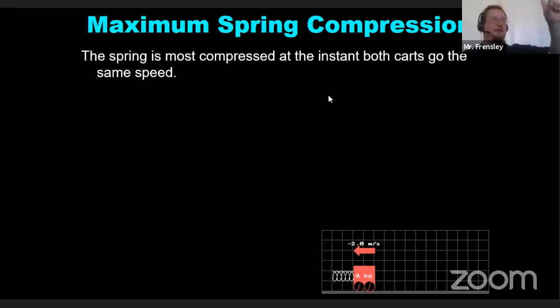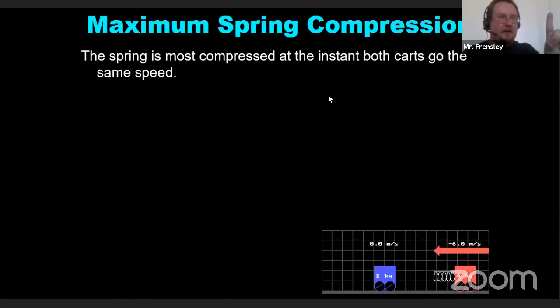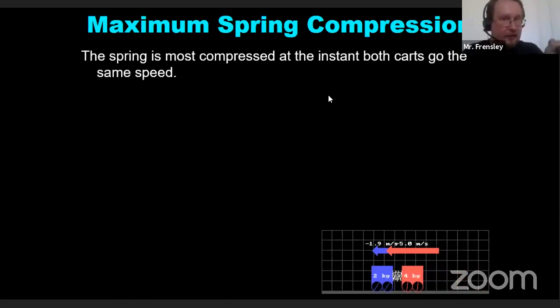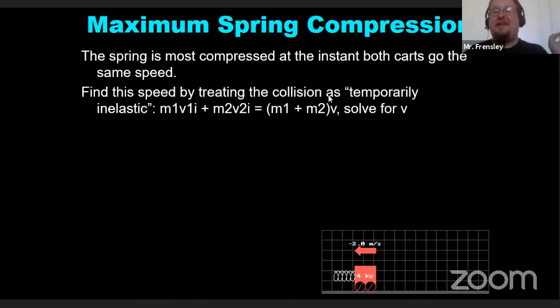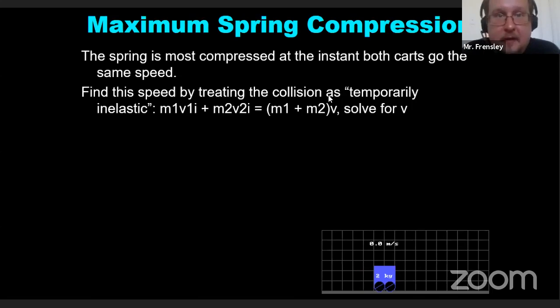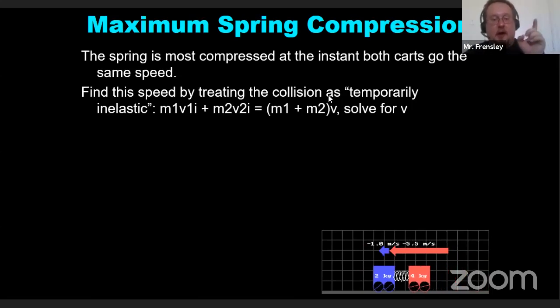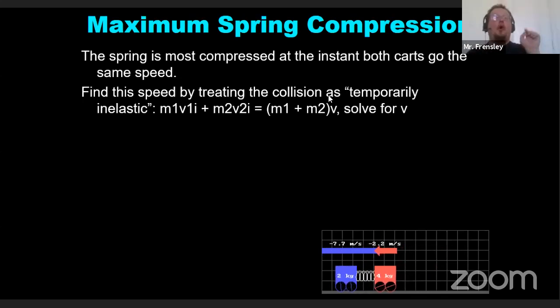So I'm going to make that assertion first. The spring is the most compressed when they both have the same velocity at that instant. It's not forever, it's an instant. But what I'm going to do is treat this as a temporarily inelastic collision. Yeah, the collision is perfectly inelastic right now, only at that moment when the spring is the most compressed.